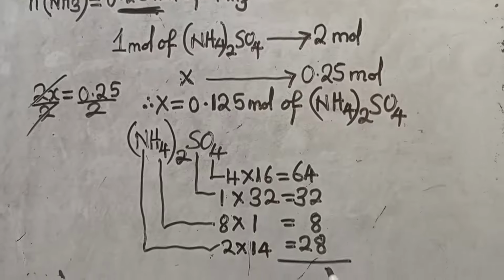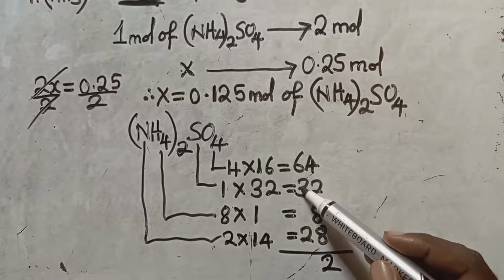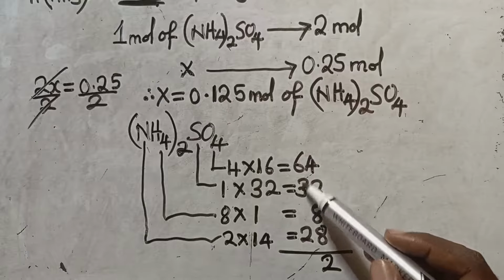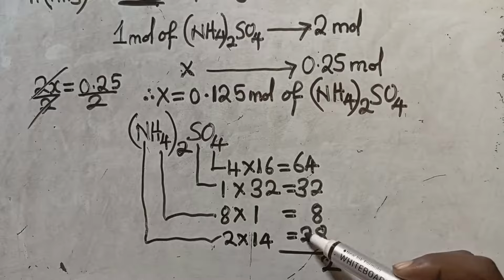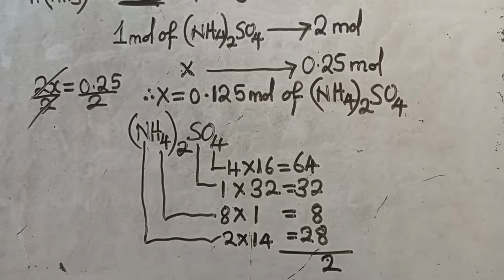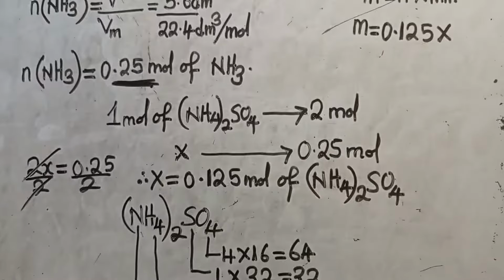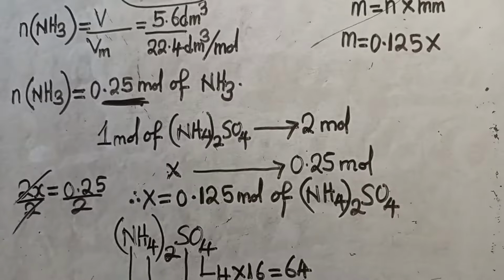So I put a 2 here. Then I add this. What is this plus this? This is 9. 11 plus 2, I'm getting 13. So 132 grams per mole. This is for ammonium sulfate. It's the one that I'm going to write there.